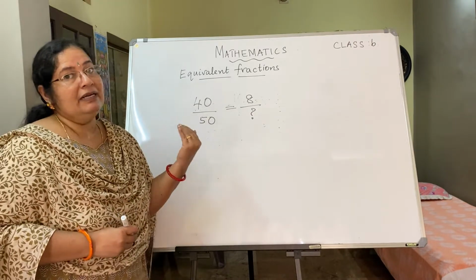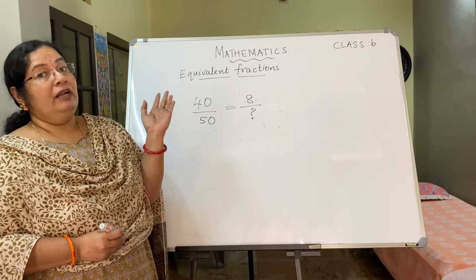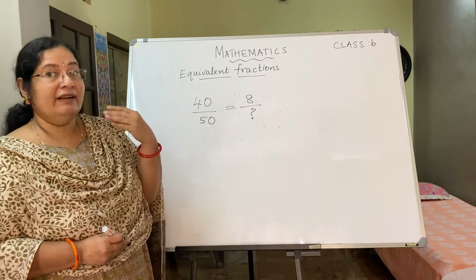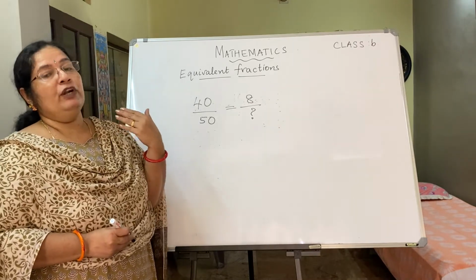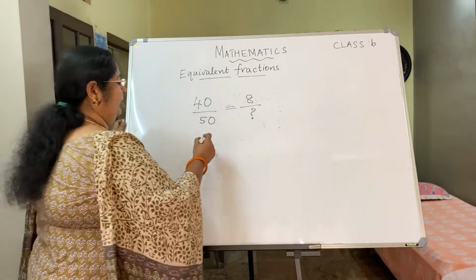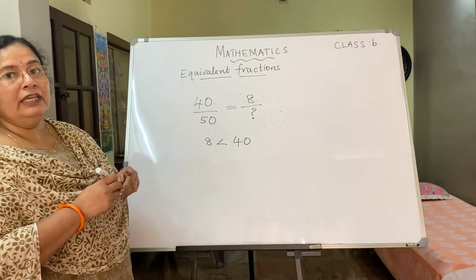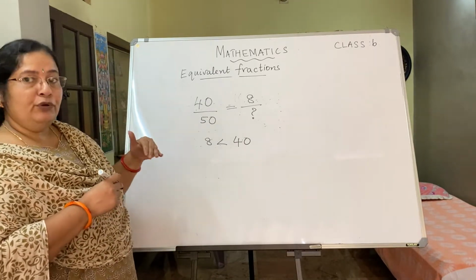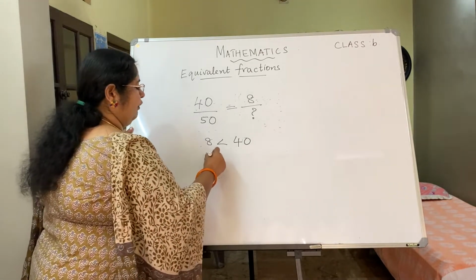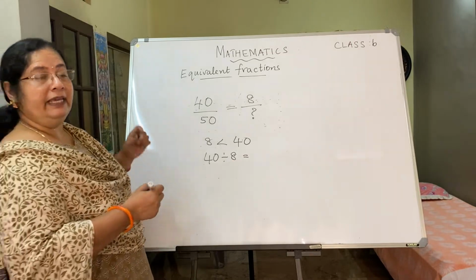So here the method is a different one. Earlier one, it was greater. The equivalent fraction we were finding, the numerator or denominator which was given was greater than the corresponding one of the given fraction. Now here it is less. So 8 is less than the numerator of the given fraction 40. So what you do here, the first step is the same. You will divide 40 with 8. So 40 divided by 8, what do you get?